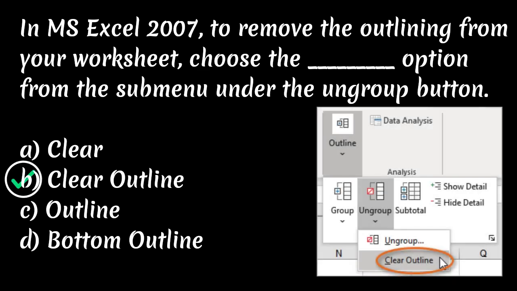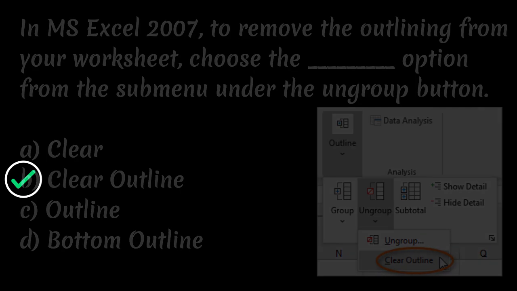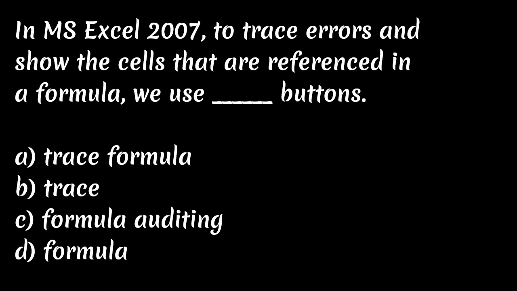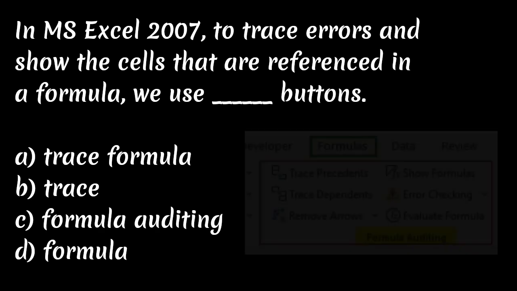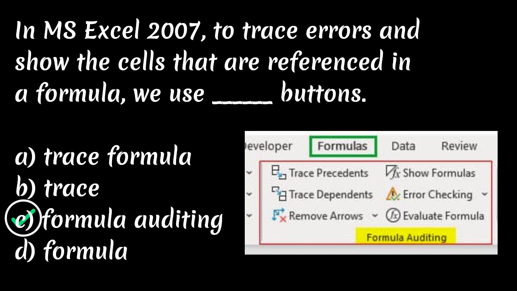Answer B. Clear outline. Question 27. In MS Excel 2007, to trace errors and show the cells that are referenced in a formula, we use dash buttons. A. Trace formula. B. Trace. C. Formula auditing. D. Formula. Answer C. Formula auditing.